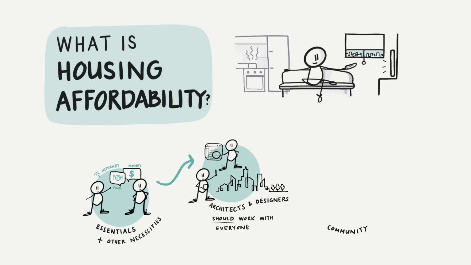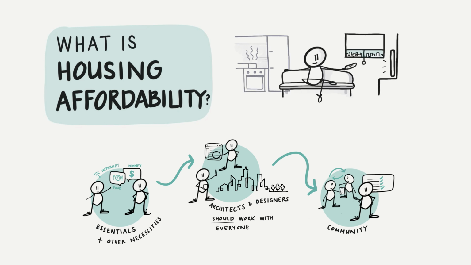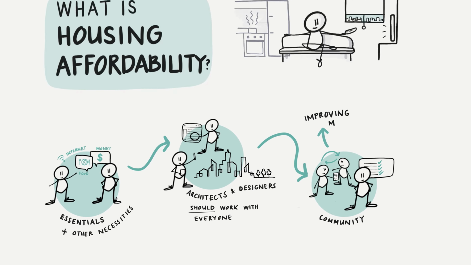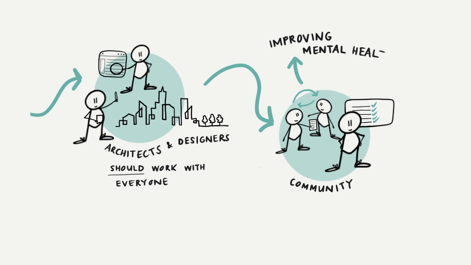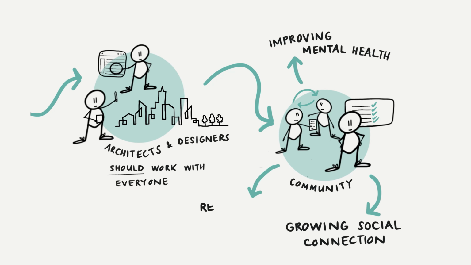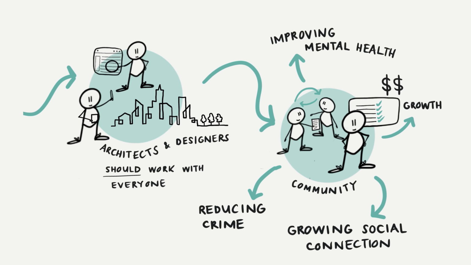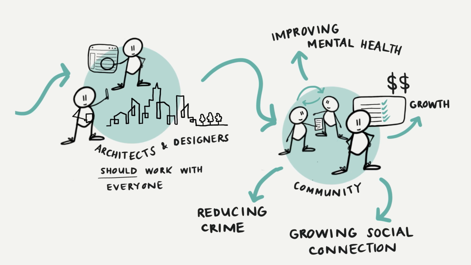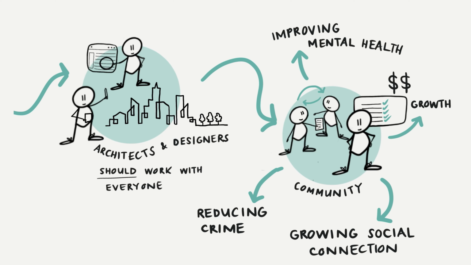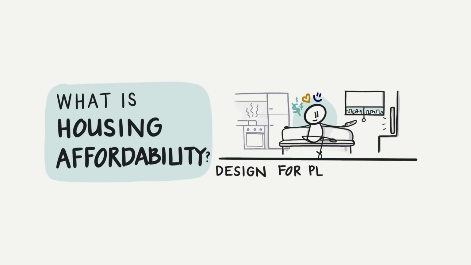It's not only this. When we create affordable housing, we're having a positive impact on the community itself. Community is so important. We're improving mental health, growing social connections, reducing crime, attracting businesses, and promoting economic growth. Families can buy more nutritious foods, afford to send their kids to football club or on school trips, or simply just have a safe place to relax and unwind.